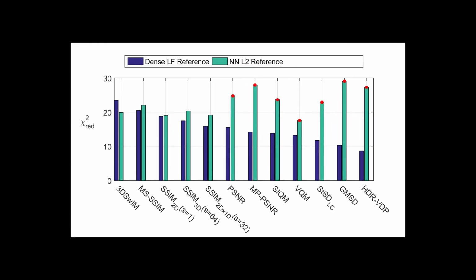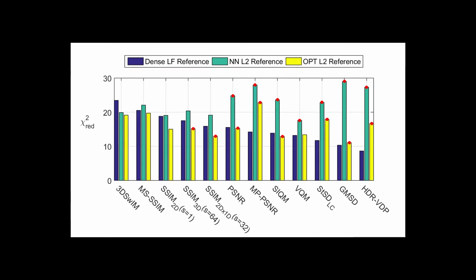We also examined whether dense reference light fields can be approximated using optical flow information. Our experiments show that by doing so, the quality of prediction increases significantly, but it does not reach the accuracy of comparing directly to the dense reference.